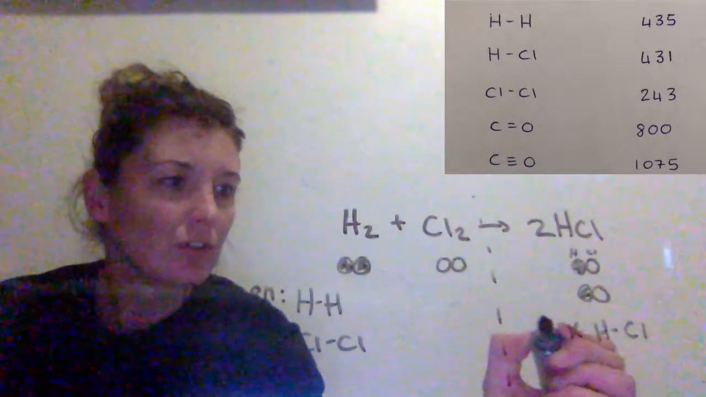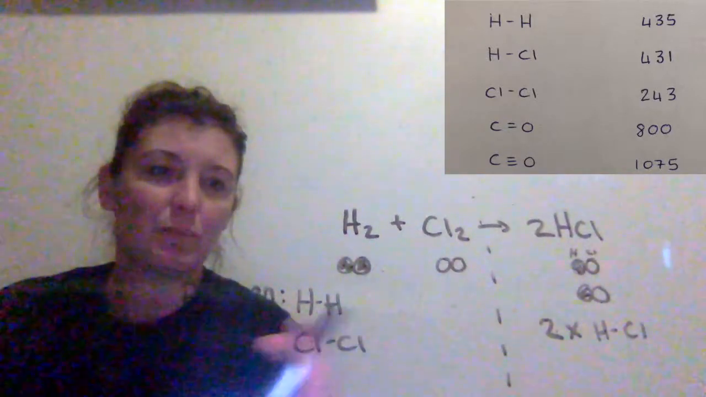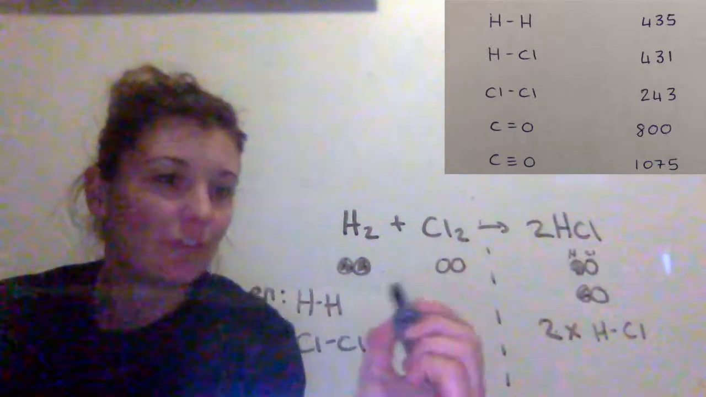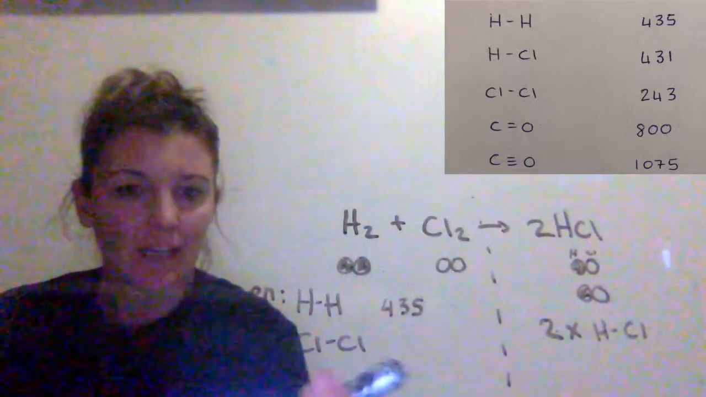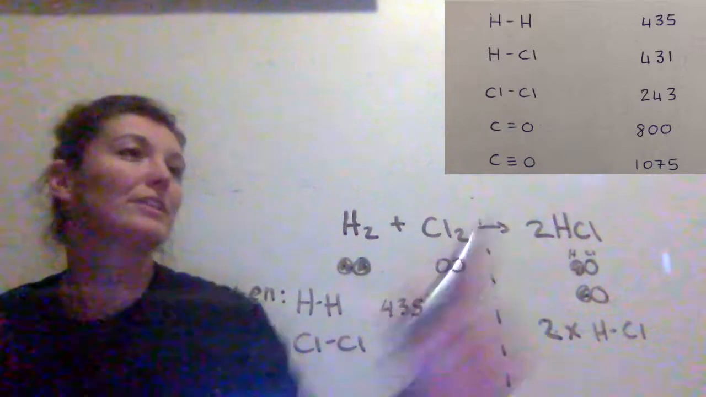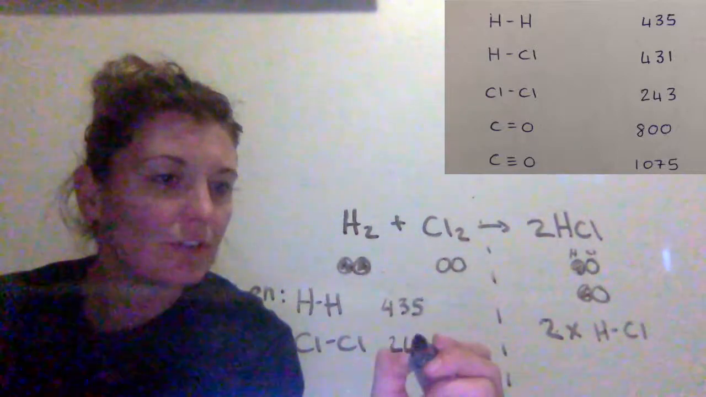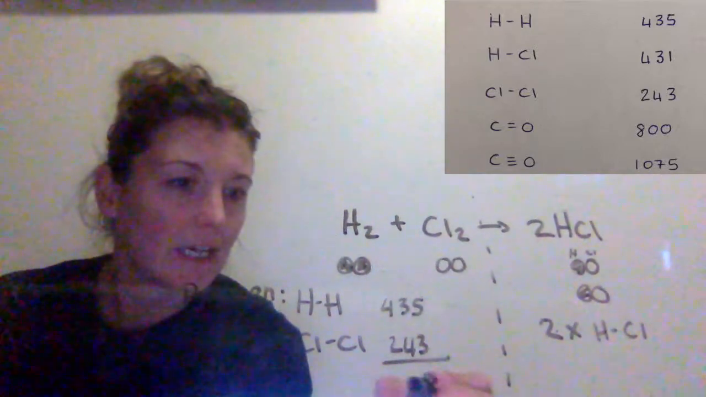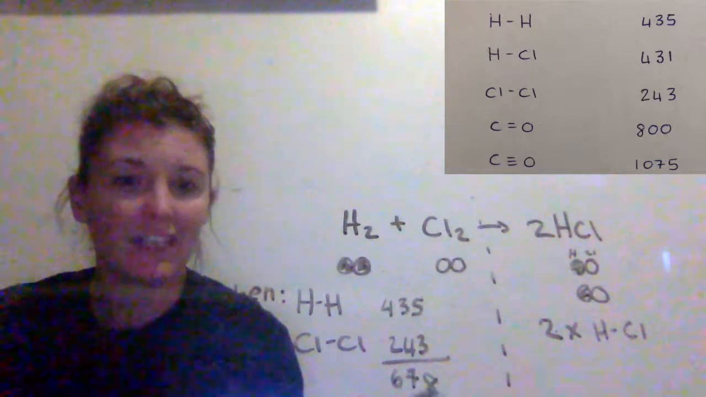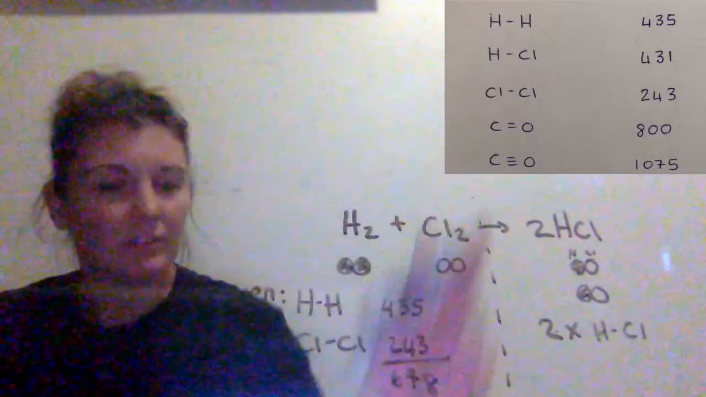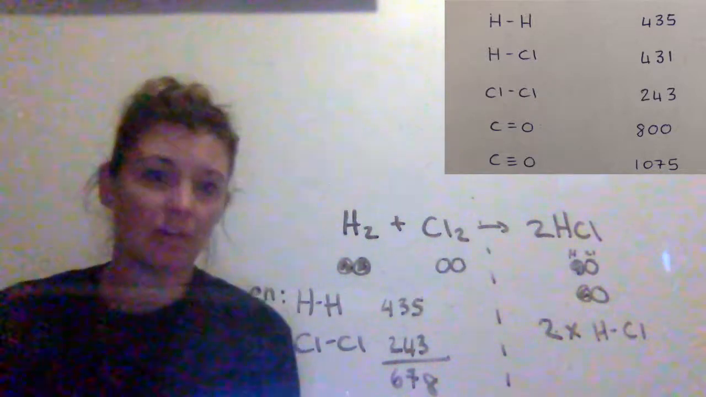Okay, so let's have a look. Now we're going to add some values. So the amount of energy needed to break this H-H bond is 435. And we're going to add the Cl-Cl, the amount of energy needed for the Cl's is 243. So 243. We add that up. That's 678. Okay, so that's the total energy needed to break all these bonds on this side of the equation, or this reaction.